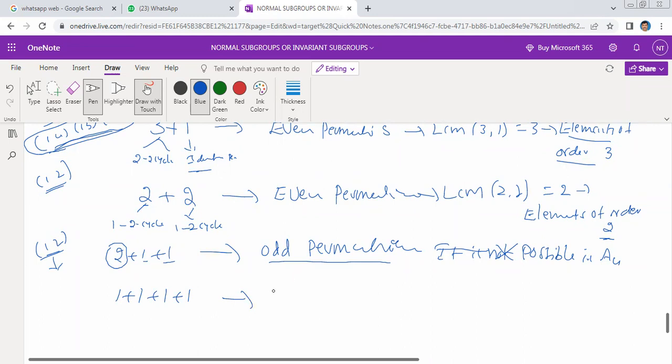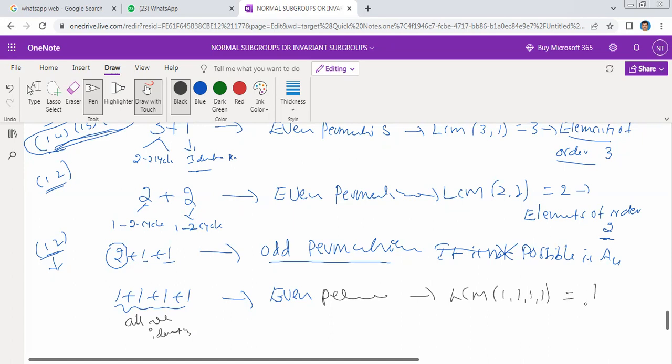Finally, 1 plus 1 plus 1 plus 1. Is it even or odd? Even. All of them are identity permutations, an even permutation, so the LCM of 1, 1, 1, 1 is equal to 1.